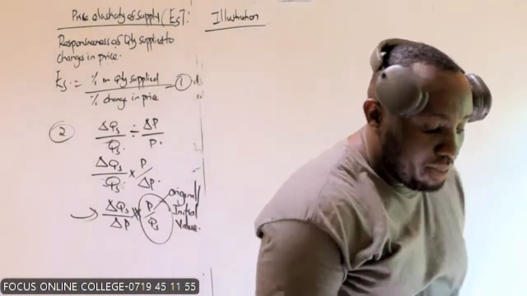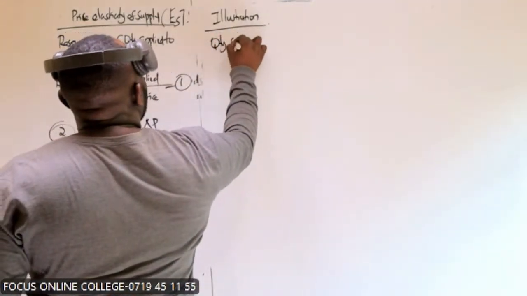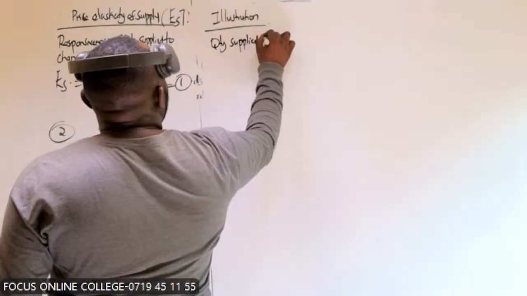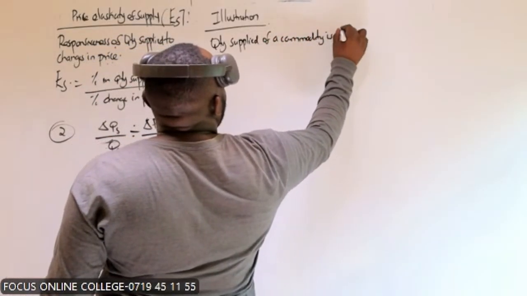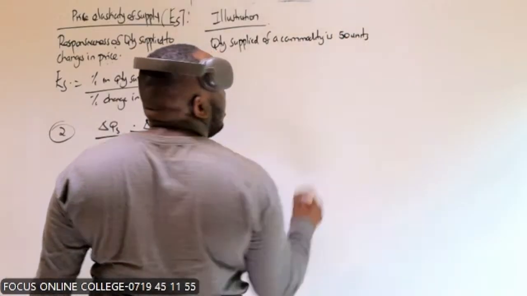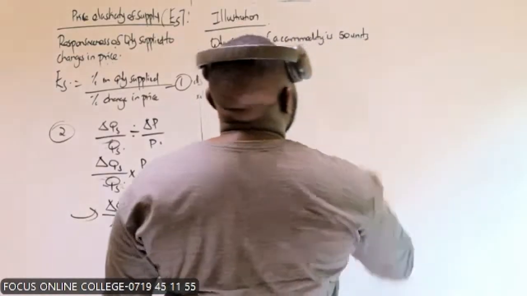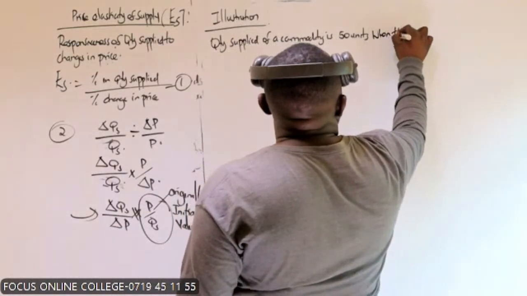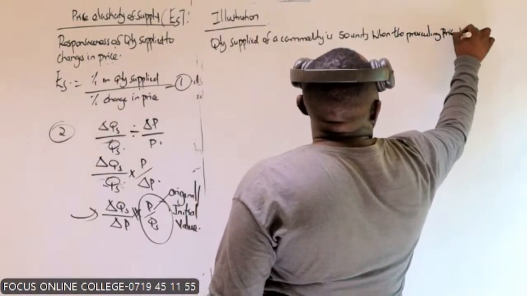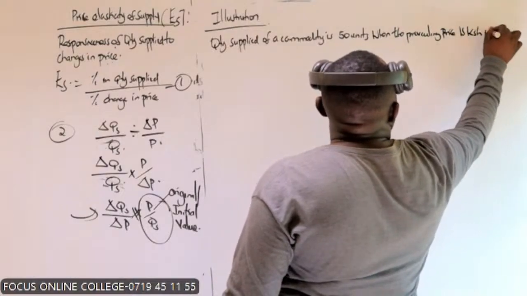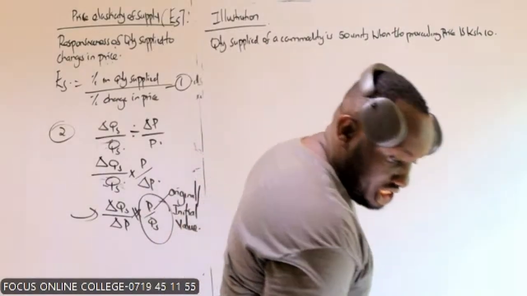We say that the quantity supplied of a commodity is 50 units when the prevailing price is shillings 10.